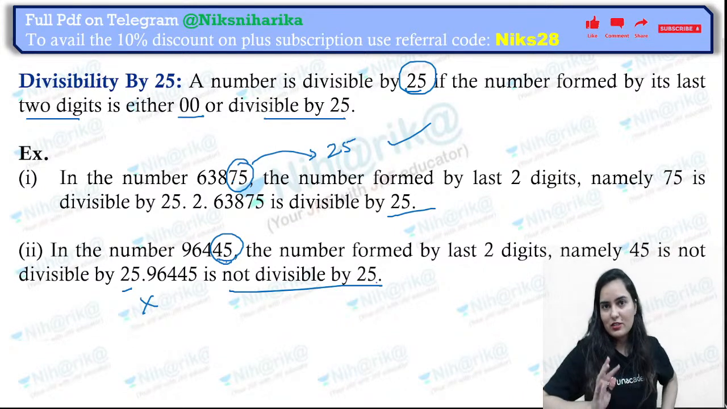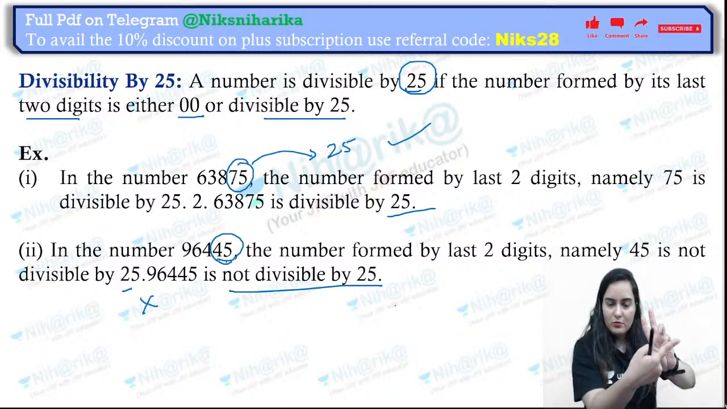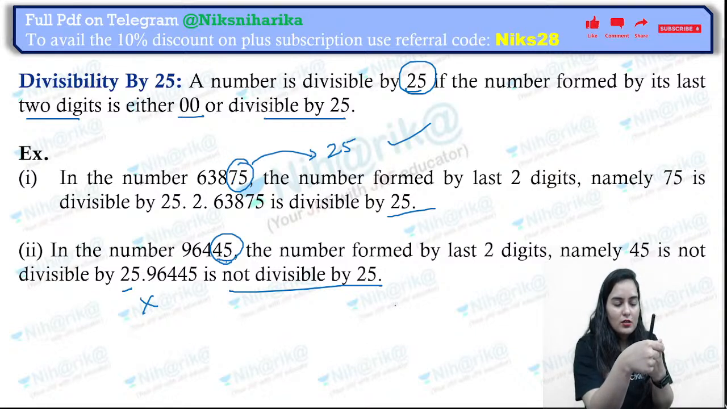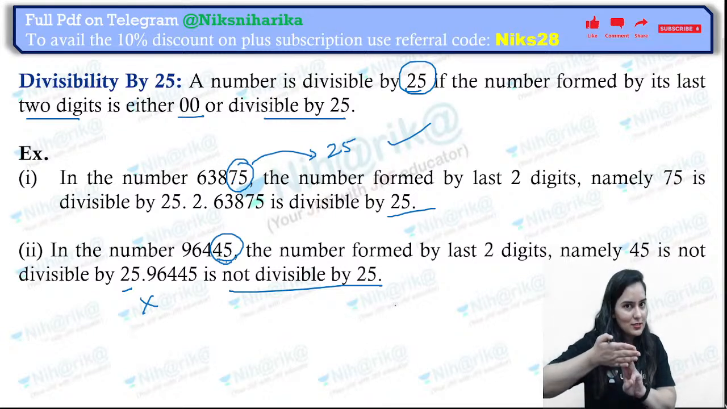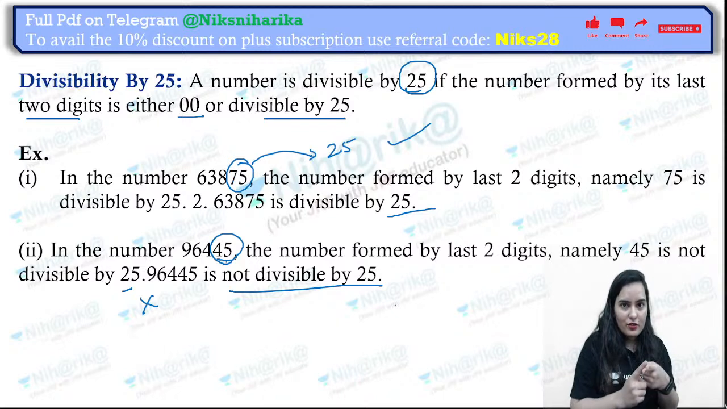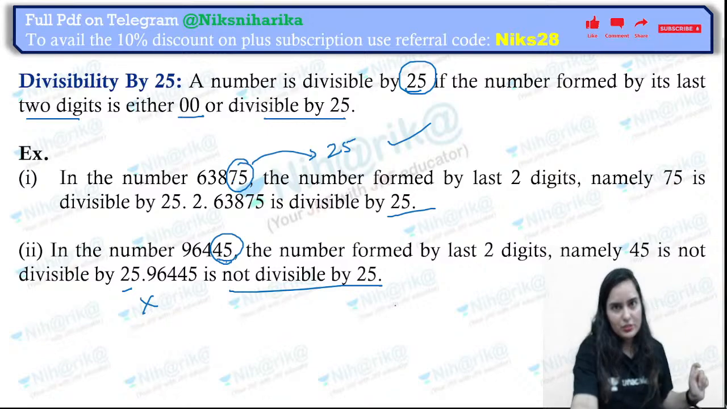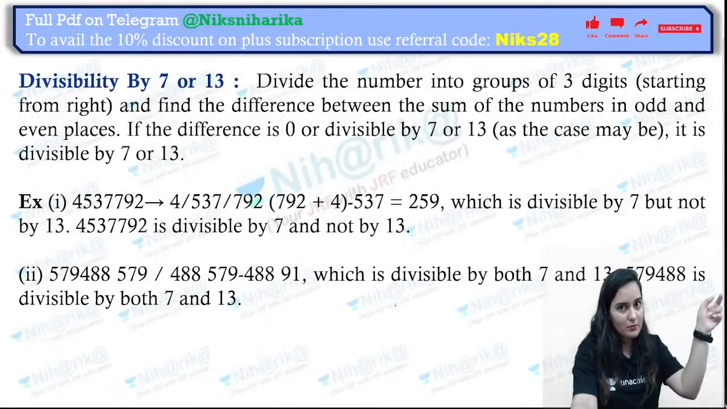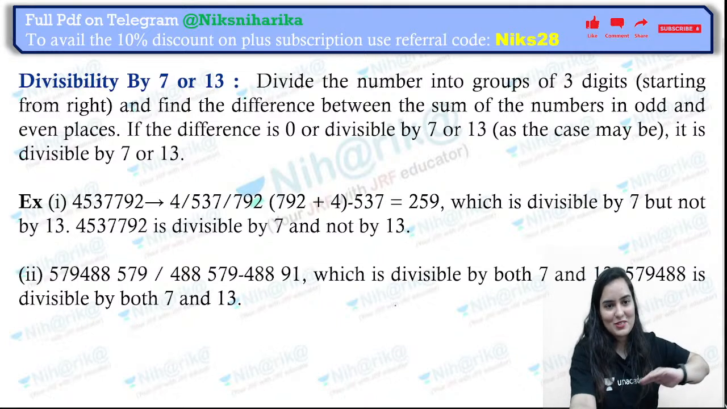Okay, so let's recall what we have done till now. For divisibility of 2, we have checked the even numbers in the last digit. For 5, we have checked 0 and 5. For 10, only 0 at the unit digit. For 4, last 2 digits. For 8, last 3 digits. For 11, alternate numbers and taking a difference between them. For 9, sum. For 25, last 2 digits again. Remember 9, 18, 27. So sum of all the digits you have to take.